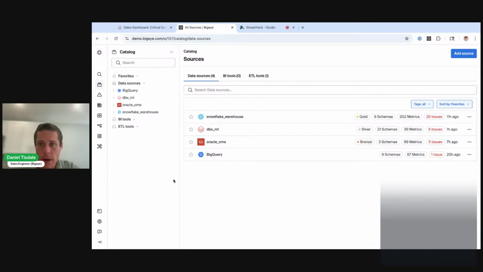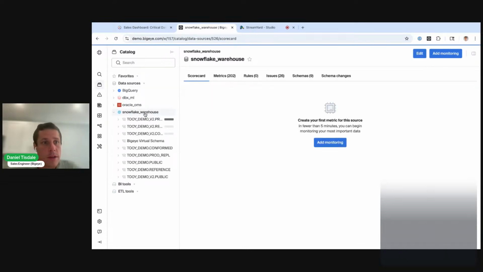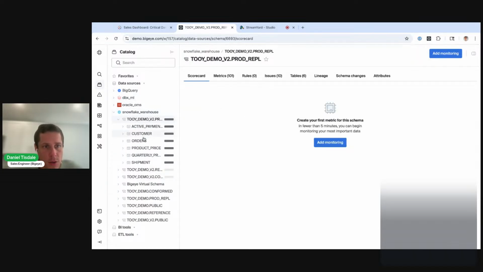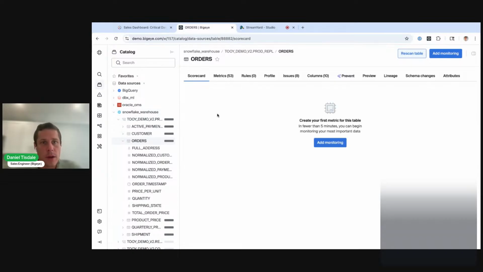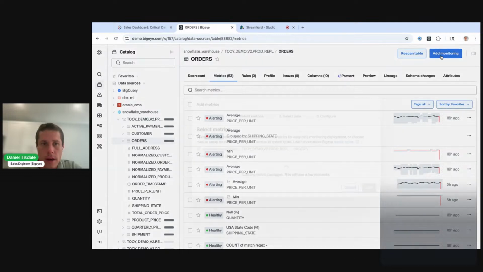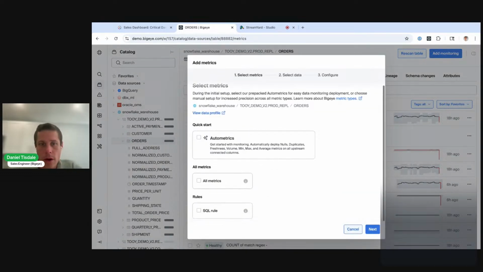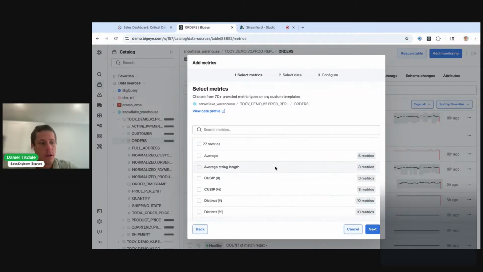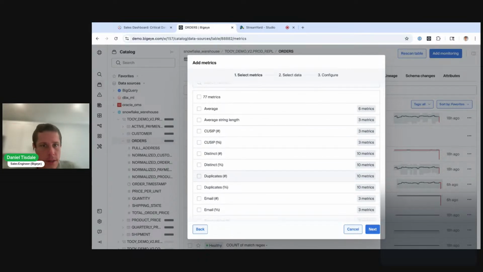One thing I wanted to touch on real quick is how we go and create one of these metrics. So I'm on the catalog here. This is going to show me all of the sources that I have connected. So I'm just going to drill into a specific table inside of our Snowflake warehouse. And from this section, I'm going to click on Add Monitoring, and this will take me through the process of actually building those metrics. So I can go drill into all of our metrics here. This is going to pull up the 70 or so out of the box metrics that we have available for you to choose from, as well as custom metrics.